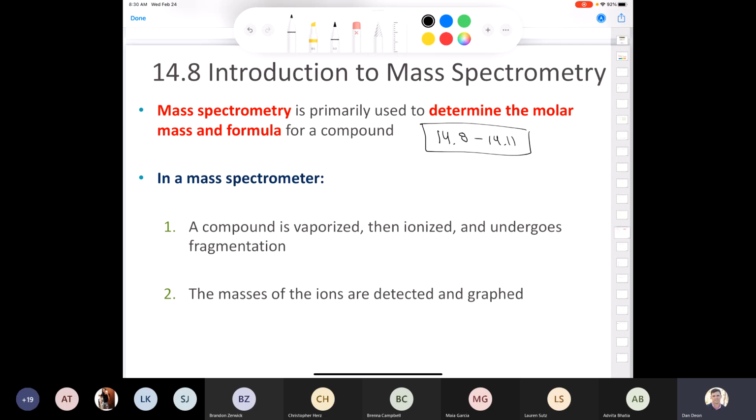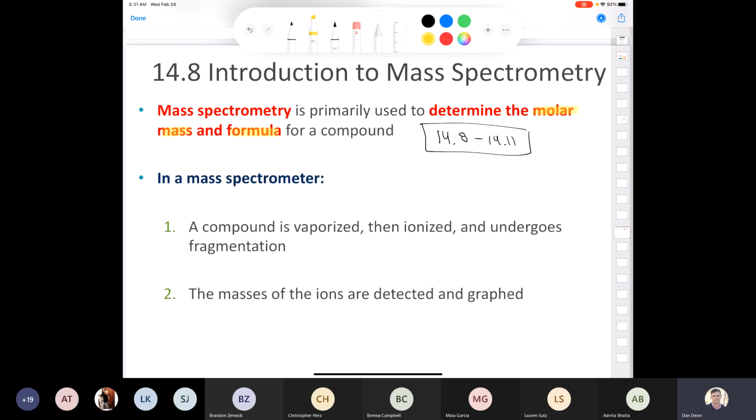What is mass spectrometry used for, Mr. Dion? Well, glad you asked. Mass spectrometry is used to determine molar mass and the formula of a compound. Say, for example, you're looking at two different drugs. Let's say you were looking at cocaine versus salicylic acid. Two very different drugs, and they're going to have different molar masses. So you could use mass spectrometry to differentiate between the two, but we can do a lot more than that. That's a very simple example.